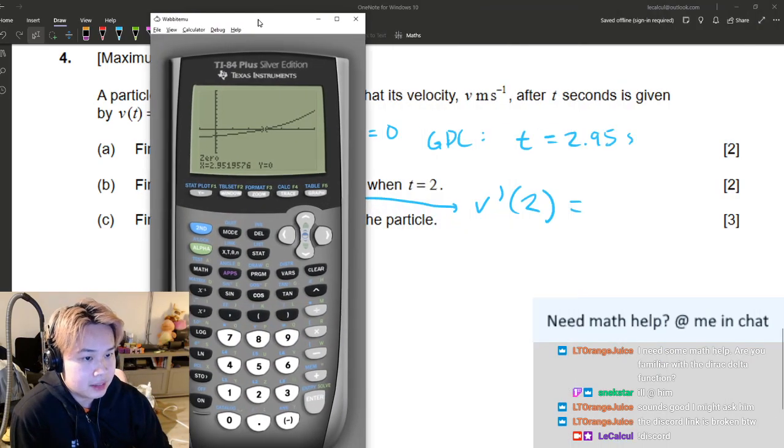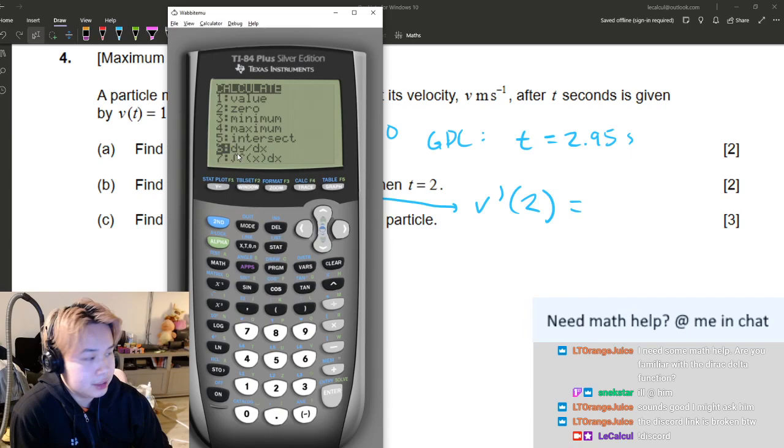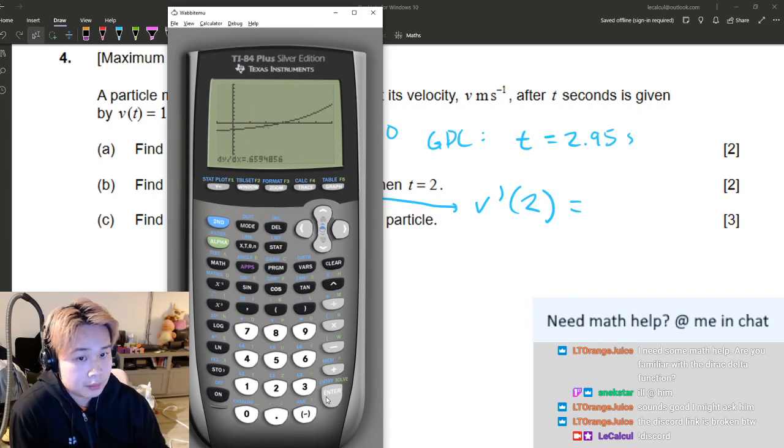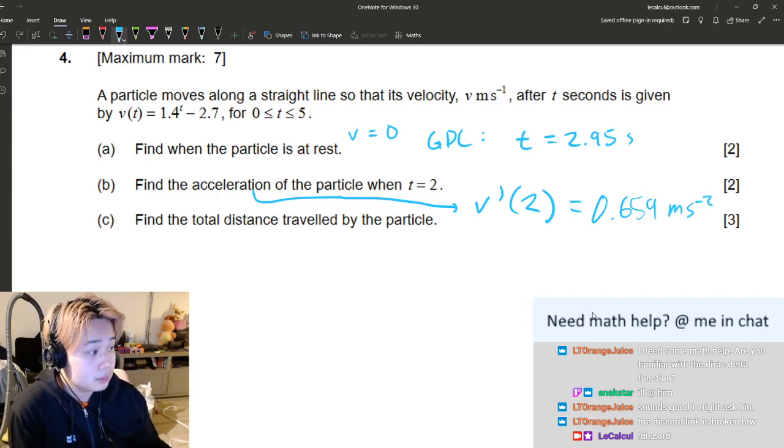So meanwhile, I need to calculate this. So I can do second, calculate, and we do have a derivative function. And then I can just state my x value being 2. So there it is. My acceleration is 0.659 meters per second squared.